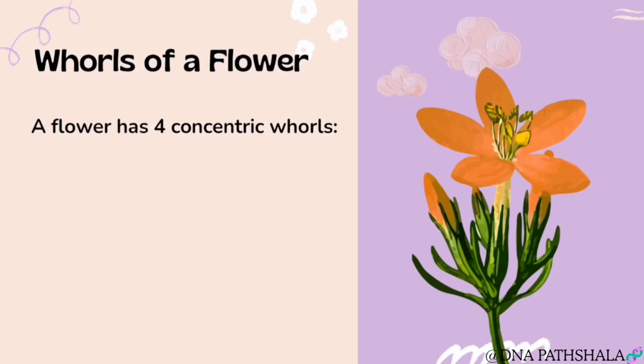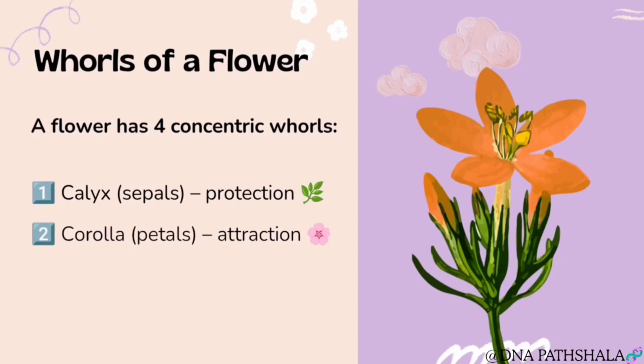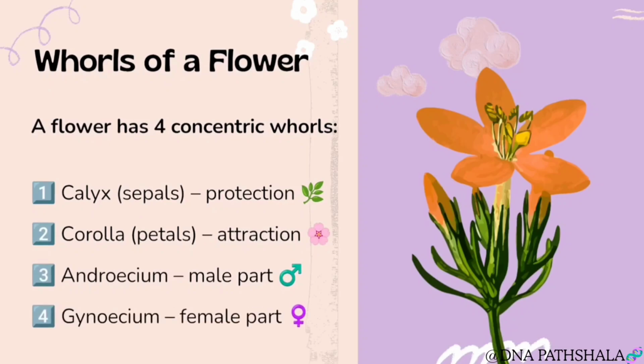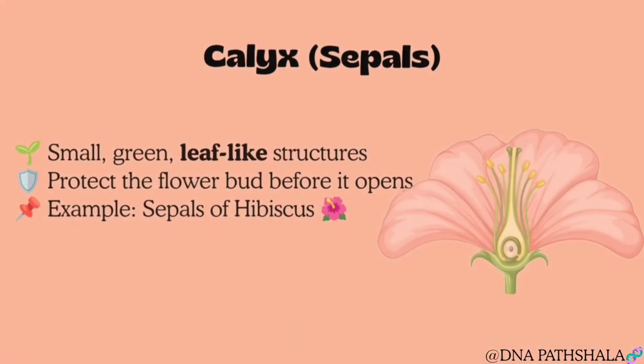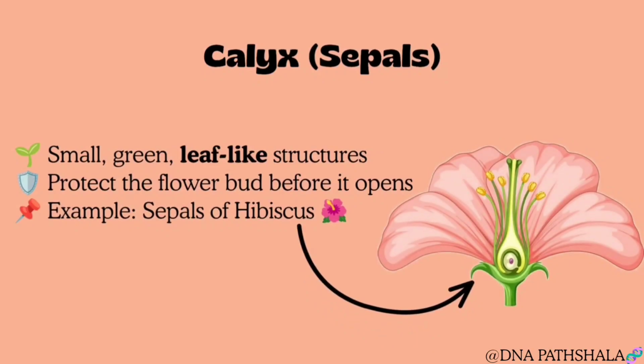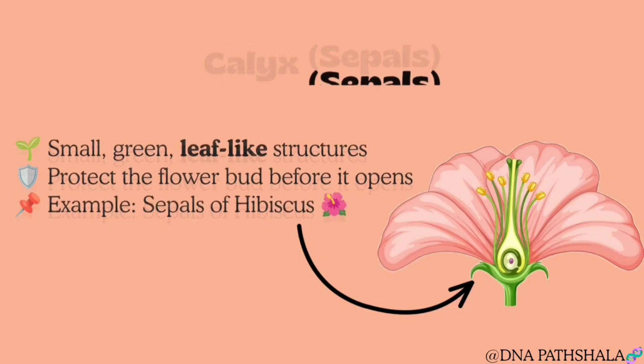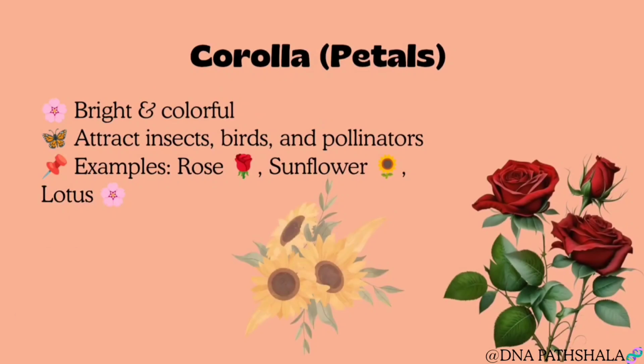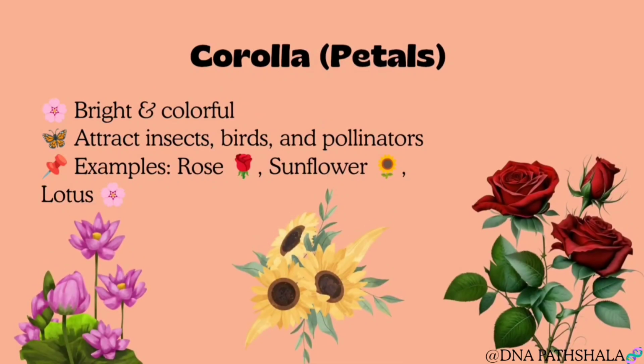Now let's understand the structure of a flower. A flower is made up of four concentric whorls. Imagine them as four protective rings, in which the first is calyx, or they are also called sepals. These are usually green and leaf-like structures. Their main job is to protect the flower bud before it blooms. For example, next time you see a hibiscus flower, look at the small green leaf-like parts at the base. Those are the sepals.